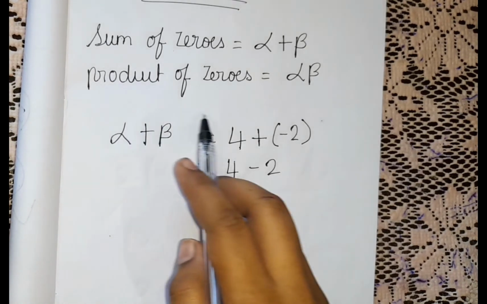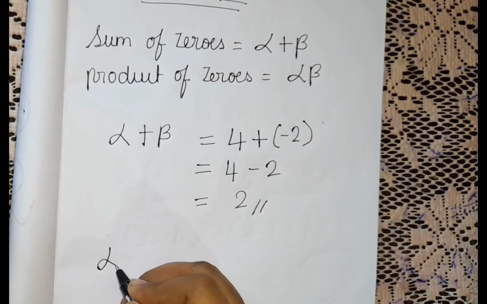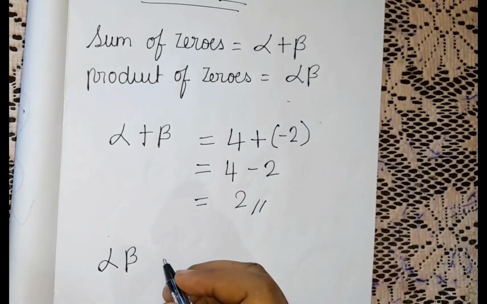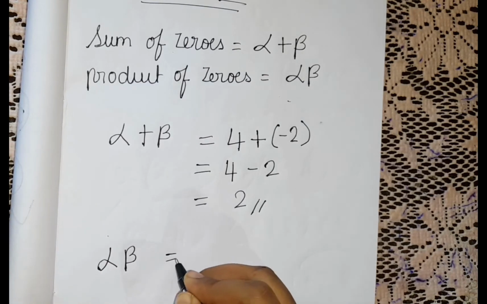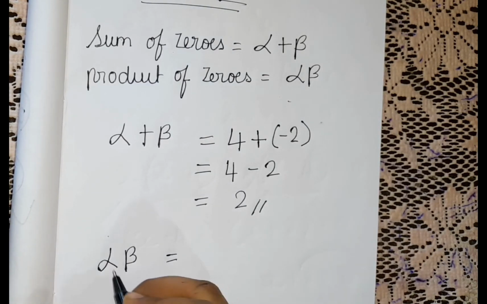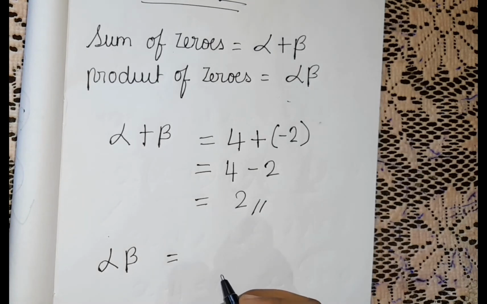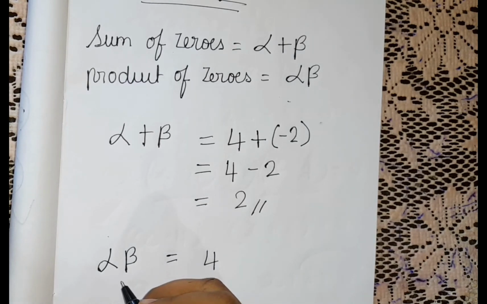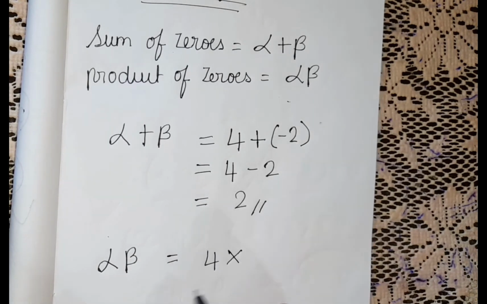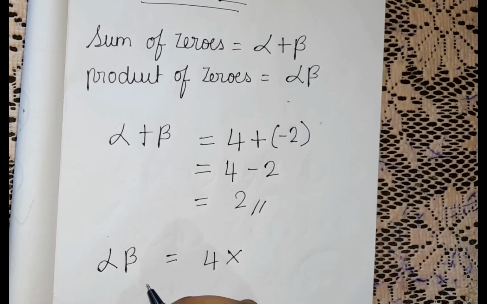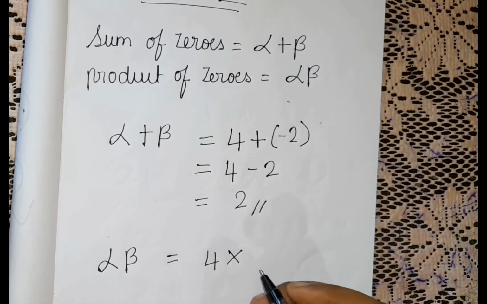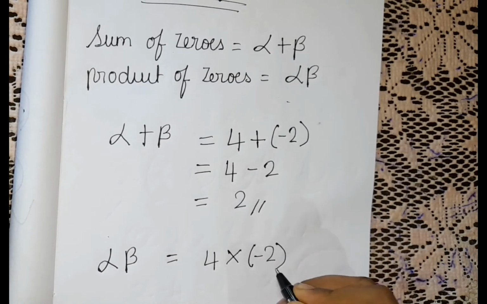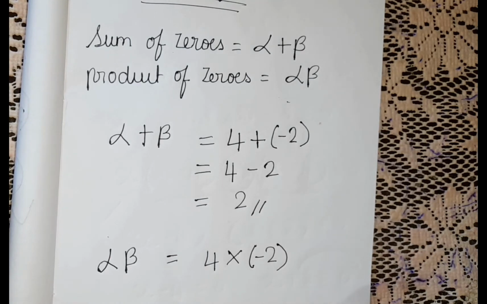Then what about the product of zeros? So the product of zeros is alpha into beta, am I right? So alpha into beta is equal to, it is in the multiplication form, note this. Here alpha value is 4 and it is in the multiplication form, that means it is into. So we shall write into, and beta's value is minus 2, am I right? So I am going to be writing bracket minus 2. Here we have the multiplication symbol, so I am writing it like this. So it is minus 2.